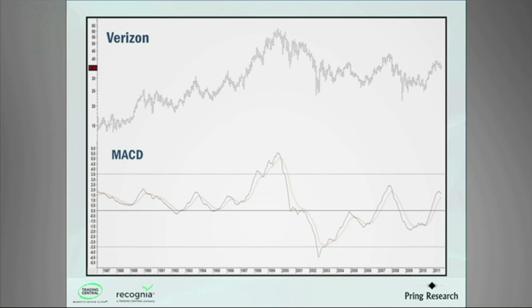I mentioned earlier about the excess of whipsaw signal line crossovers, which is why I do not use the MACD on short-term charts. However, when you apply it to monthly data, the whipsaws are usually far fewer. Here we see Verizon, and these are the signal line crossovers.